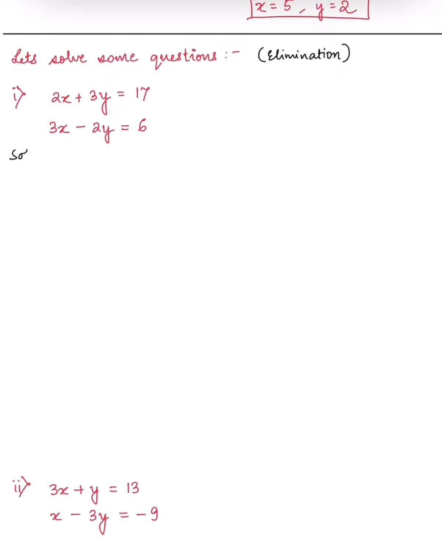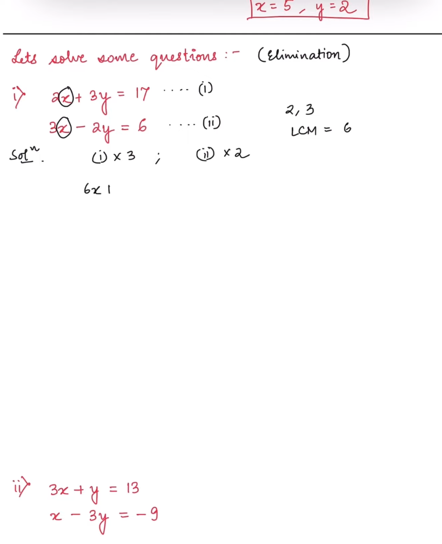So let's do that. This is my equation 1. This is my equation 2. I have chosen variable x. So the coefficients are 2 and 3. Now the LCM of 2 and 3 is 6 because this is the least common multiple. So equation 1 has to be multiplied by 3. Equation 2 has to be multiplied by 2.